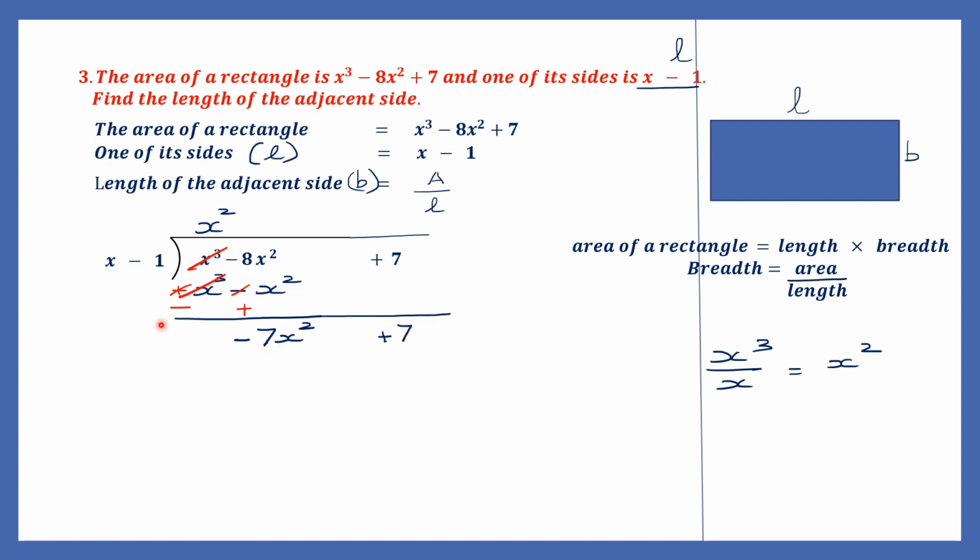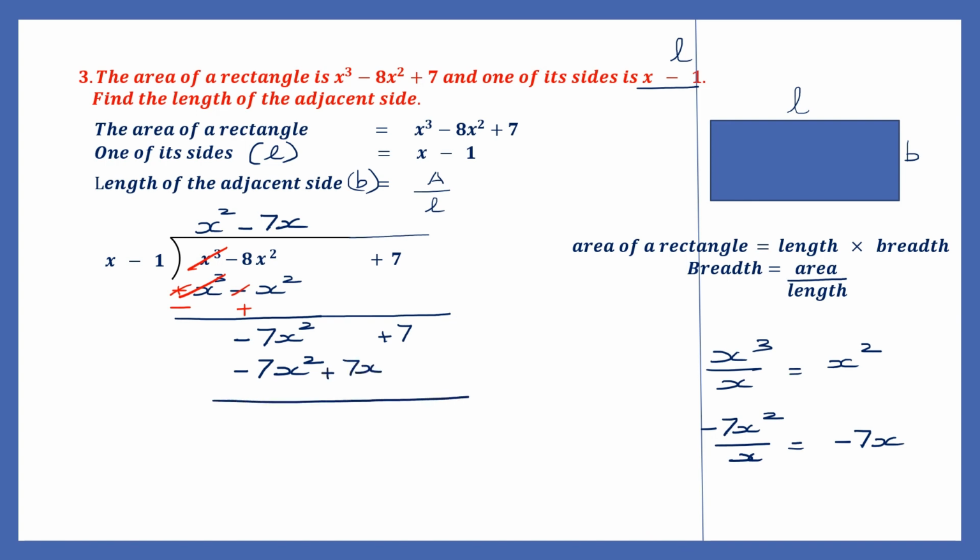Again, take the first term here divided by the first term here. So minus 7x square divided by x. The sign is minus, the number 7, x square divided by x is simply x. So now we have minus 7x, put it in the quotient, minus 7x. Now multiply minus 7x into each term here. So let's begin. Minus into plus is minus. The number is 7. x into x is x square. Now we're going to multiply minus 7x into minus 1. Minus into minus is plus. Then 7x into 1 is 7x.